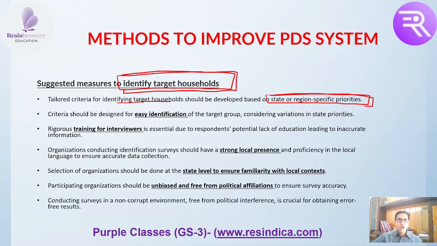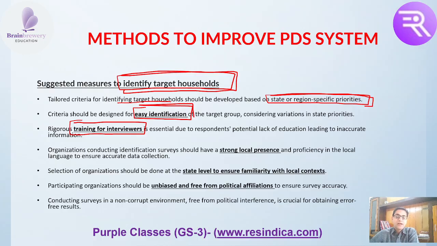Okay, so criteria should be developed in such a way that you can easily identify the target group. Various states should have various types of identification groups and identification tools. Okay, so how should this identification be done? There will be people going to the families and everywhere, so you need to train those people who are going to take the census and the survey. Rigorous training for interviewers should happen.